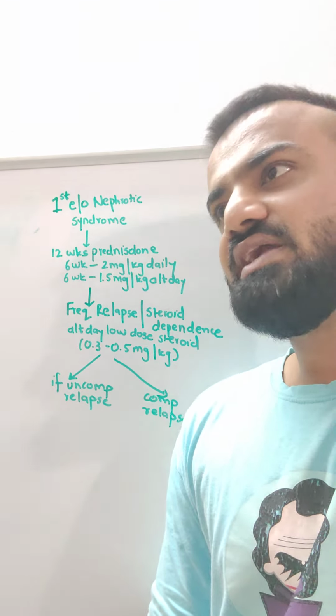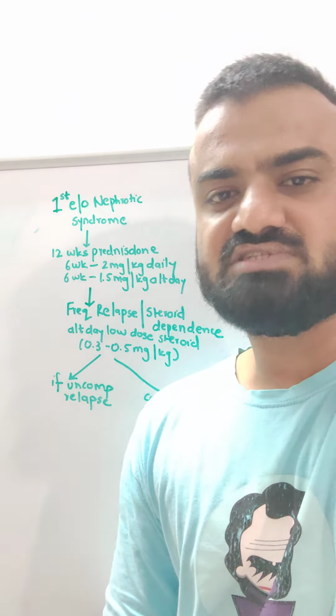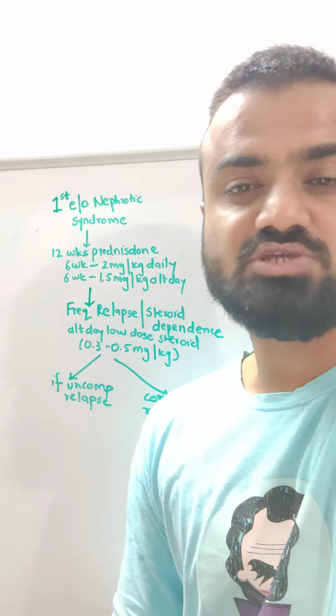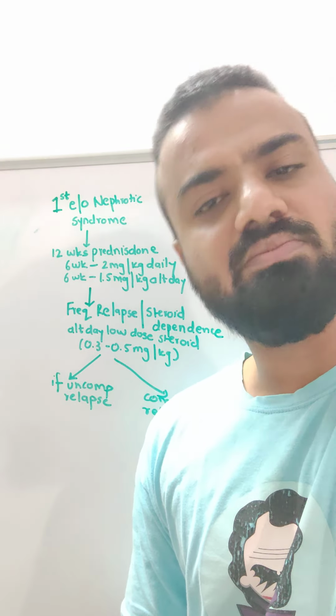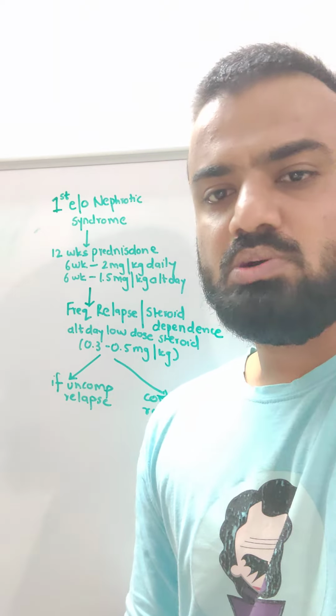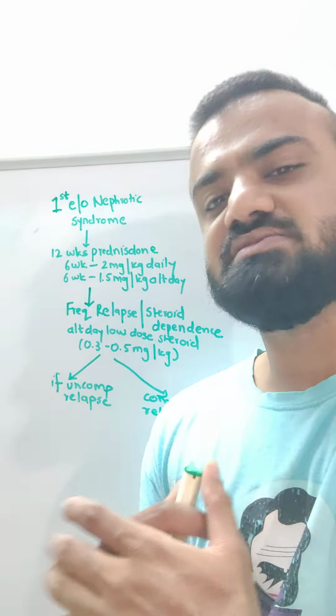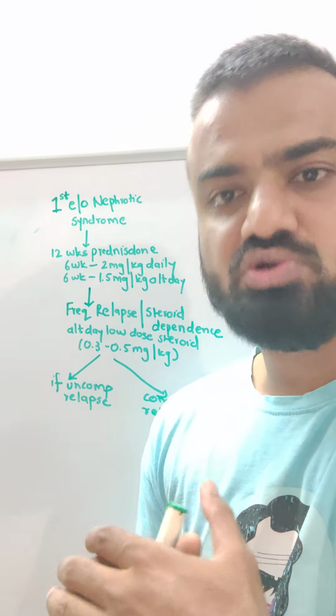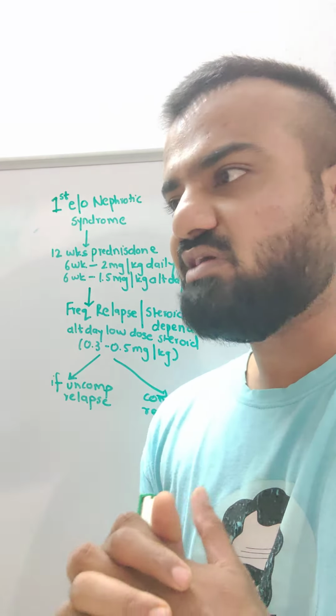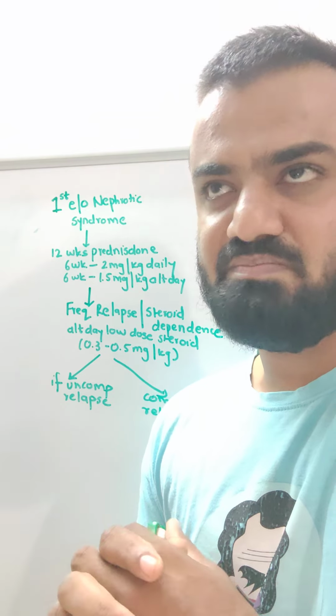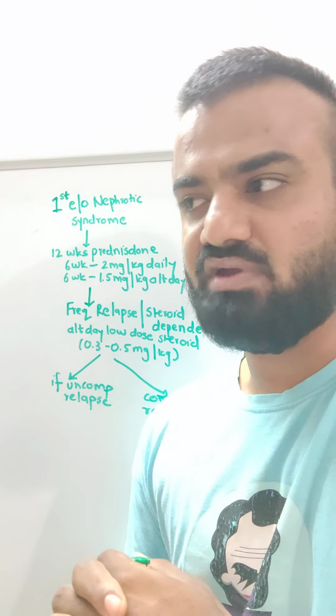Now as you all know, there are complications of long term steroid therapy. Please comment down below a few common complications of steroid therapy. Because it is a low dose steroid, there is minimization of the complications, though there are complications. Now if there are relapses in the patient, then we have to shift to other drugs.